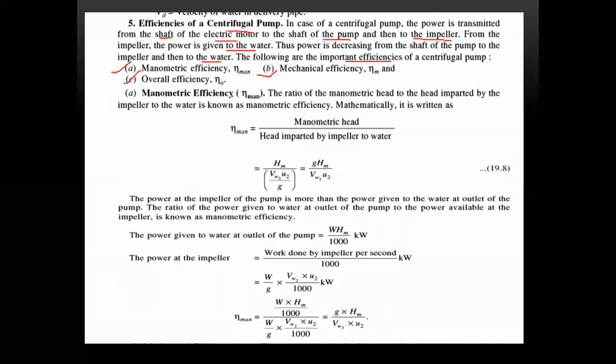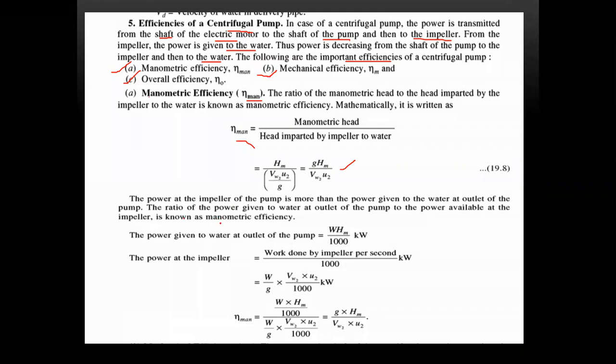What is the first one? Manometric efficiency. The ratio of the manometric head to the head imparted by the impeller to the water is known as manometric efficiency. Therefore, N man is equal to manometric head divided by head imparted by the impeller to the water. The formula is Hm divided by Vw2 U2 by g, that is equal to g into Hm divided by Vw2 U2.